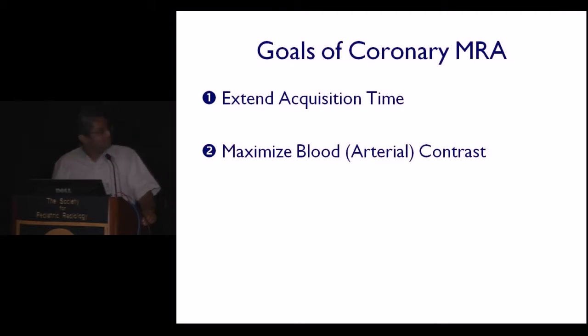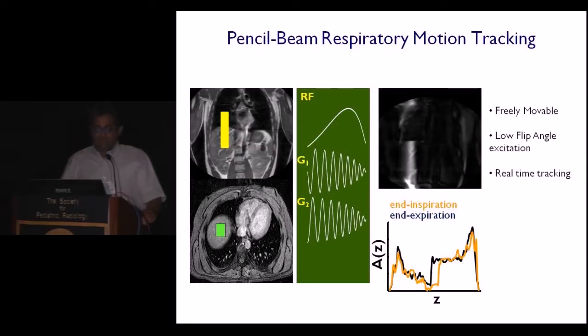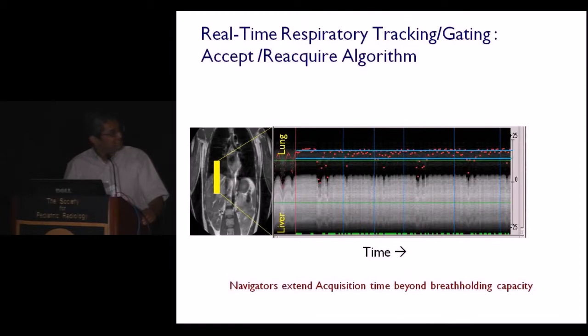So now let us do a thought experiment. A typical breath hold duration for most people is about 16 to 22 heartbeats. Assuming there is 100 milliseconds of diastolic period for each RR interval, our acquisition duration can be somewhere between 2 to 3 seconds. That translates to only about 500 to 700 phase encoding steps. Maybe you can get 1 or 2 high resolution slices. That is simply inadequate for coronary MRA, which covers a very large area.